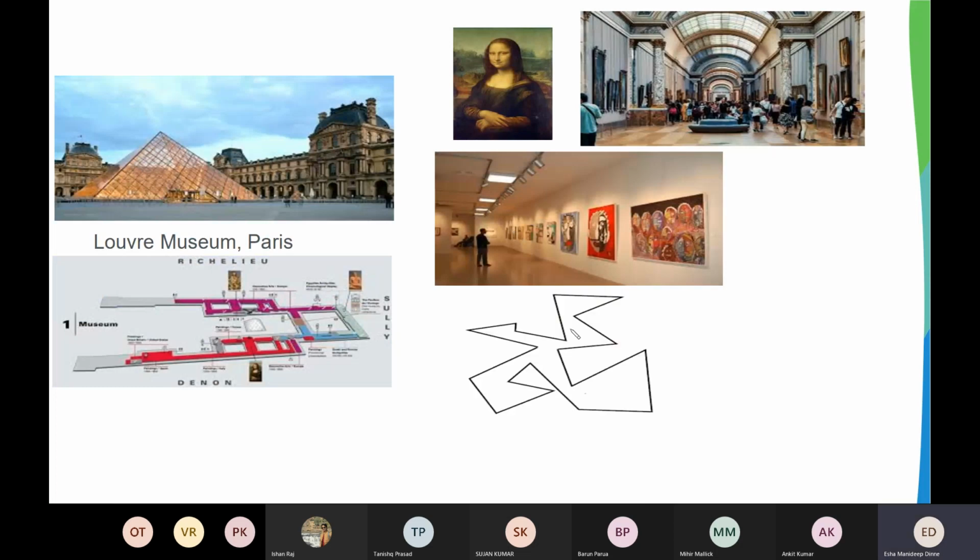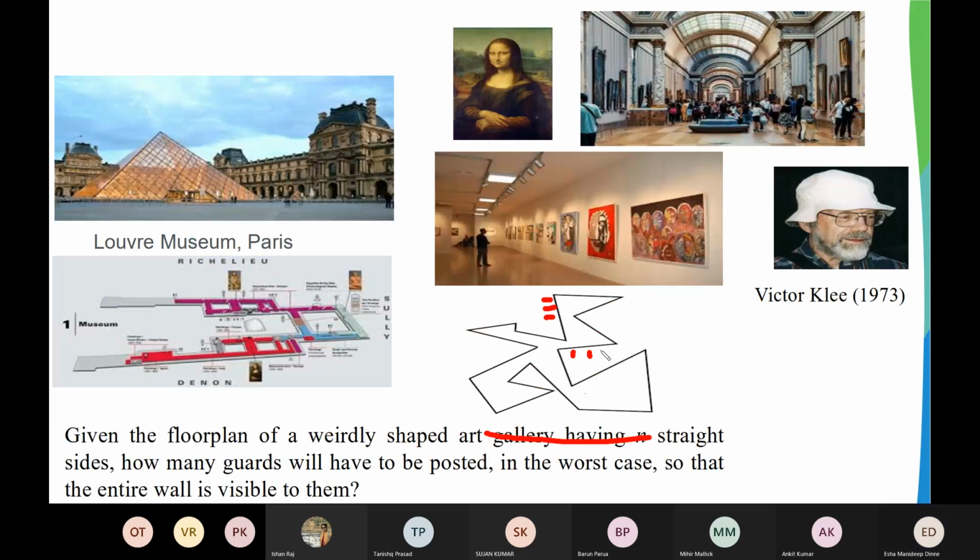So the issue we'll be dealing with is, let's say this is the shape of the museum, and now the paintings are on the walls. These are the walls, and there is one painting here, one painting here, one painting here. So all the paintings are on the walls now. So let's say, given the floor plan of a weirdly shaped art gallery having n straight sides, so n walls, how many guards will have to be posted in the worst case so that the entire wall is visible to them?